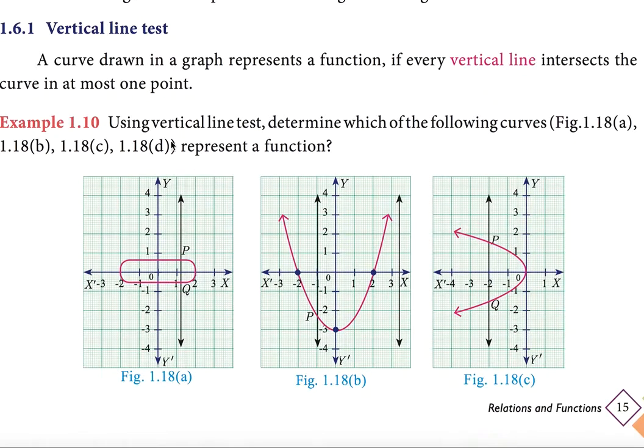Using the vertical line test, determine which of the following curves represent functions. So this is not a function, because this vertical line meets the given curve at the 2 points P and Q. That means for the same value of x you get two values of y. Yes, this is a function, only one point is intersecting. And this is not a function. Again, this is intersecting the curve at 2 points P and Q.